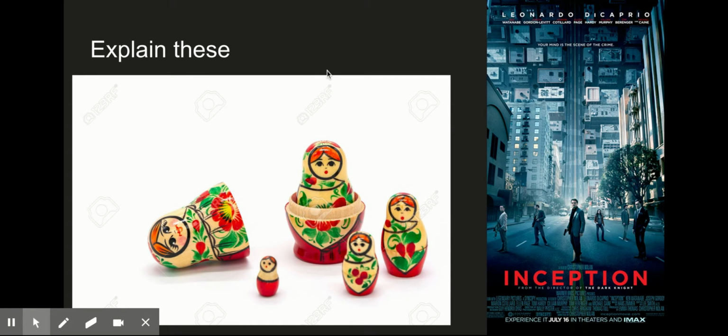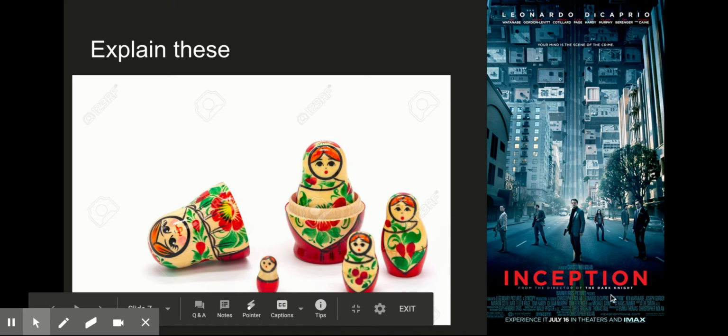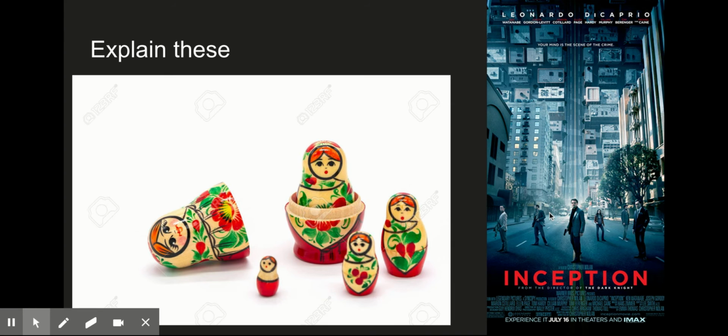I'll typically throw these up on the board. I say, does anybody know what these are? Can you explain them to me? So take a pause right now in the video. Try and think about either what this is here, or have you seen this movie? I always kind of date myself a bit. And I'm like, oh, this came out when I was in high school. But that was a long time ago.